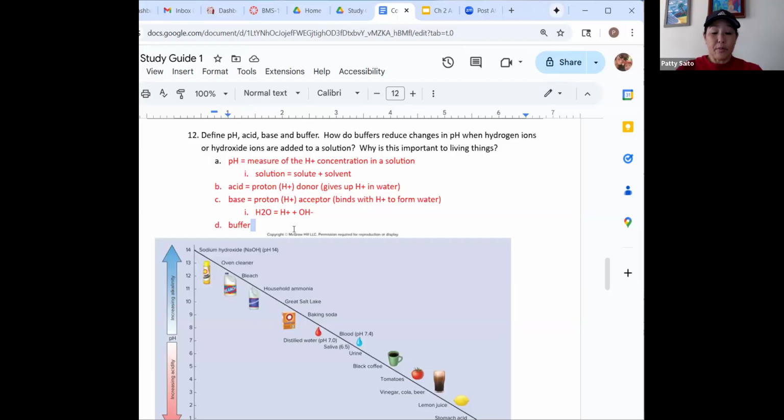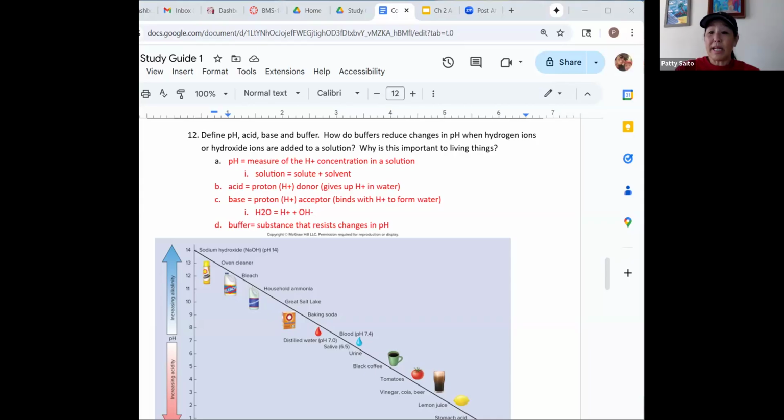A buffer. Buffers are special molecules that help us in our blood and other parts of our body, but resist changes in pH. Again, we don't want our pHs to fluctuate. We don't want our hydrogen ion contents to fluctuate a lot because those hydrogen ions can be very reactive. So we have molecules floating around that bind to excess hydrogen ions and then give up hydrogen ions when we need it. When we have too many, it adds it to itself, and when we don't have enough, it gives it up.